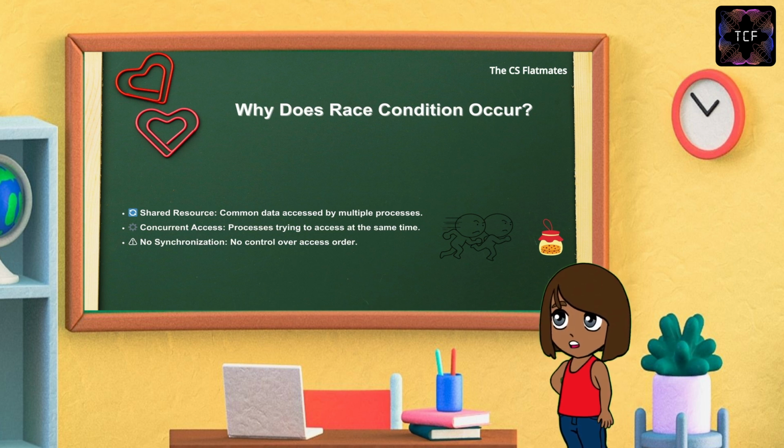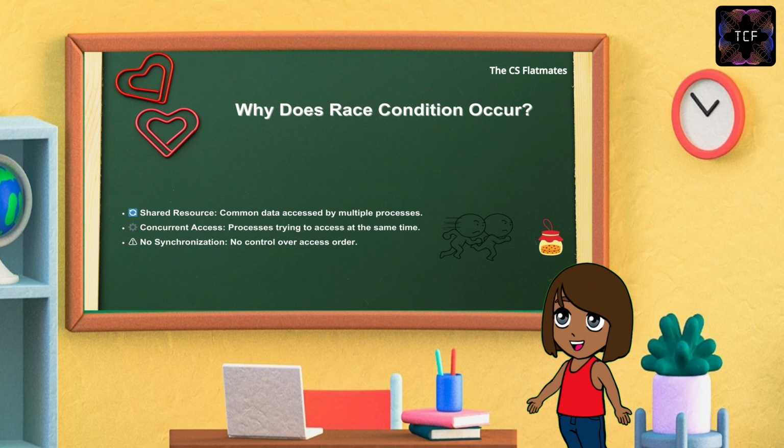Imagine you and your friend both want to book the last concert ticket online. You both select the last ticket at the same time. You click book, and at the exact same time, your friend also clicks book. Now the system gets confused. Who should get the ticket? If there's no proper control, the system might accidentally give the ticket to both or reject both transactions. This happens because both of you raced to book the ticket, but the system didn't handle the competition properly. This is exactly what happens in race conditions inside computers.